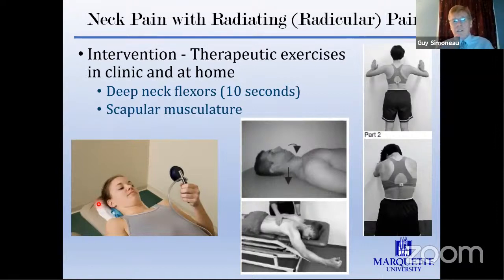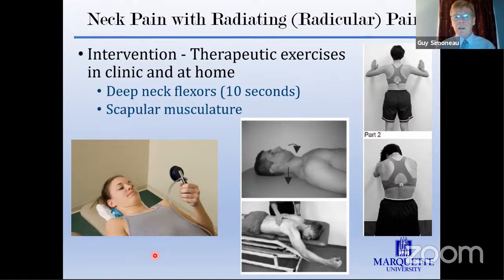Then most of the studies that have looked at providing treatment for that population have used a combination of treatment. So in terms of therapeutic exercises, oftentimes it includes working on the deep neck flexors. And working on the deep neck flexors has two benefits. First of all, it keeps that musculature healthy or improves it if it is weak. But the other reason to do that is that it promotes retraction of the cervical spine.